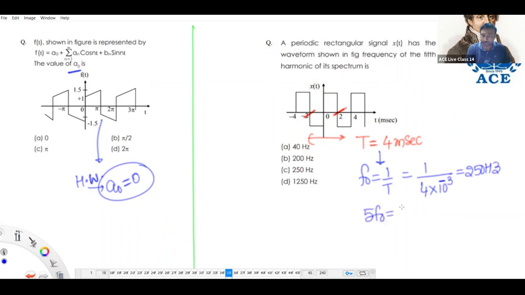So fifth harmonic means what? First calculate the time period, 4 milliseconds. That will give us F naught. F naught is 1 by T. Fifth harmonic means 1250.